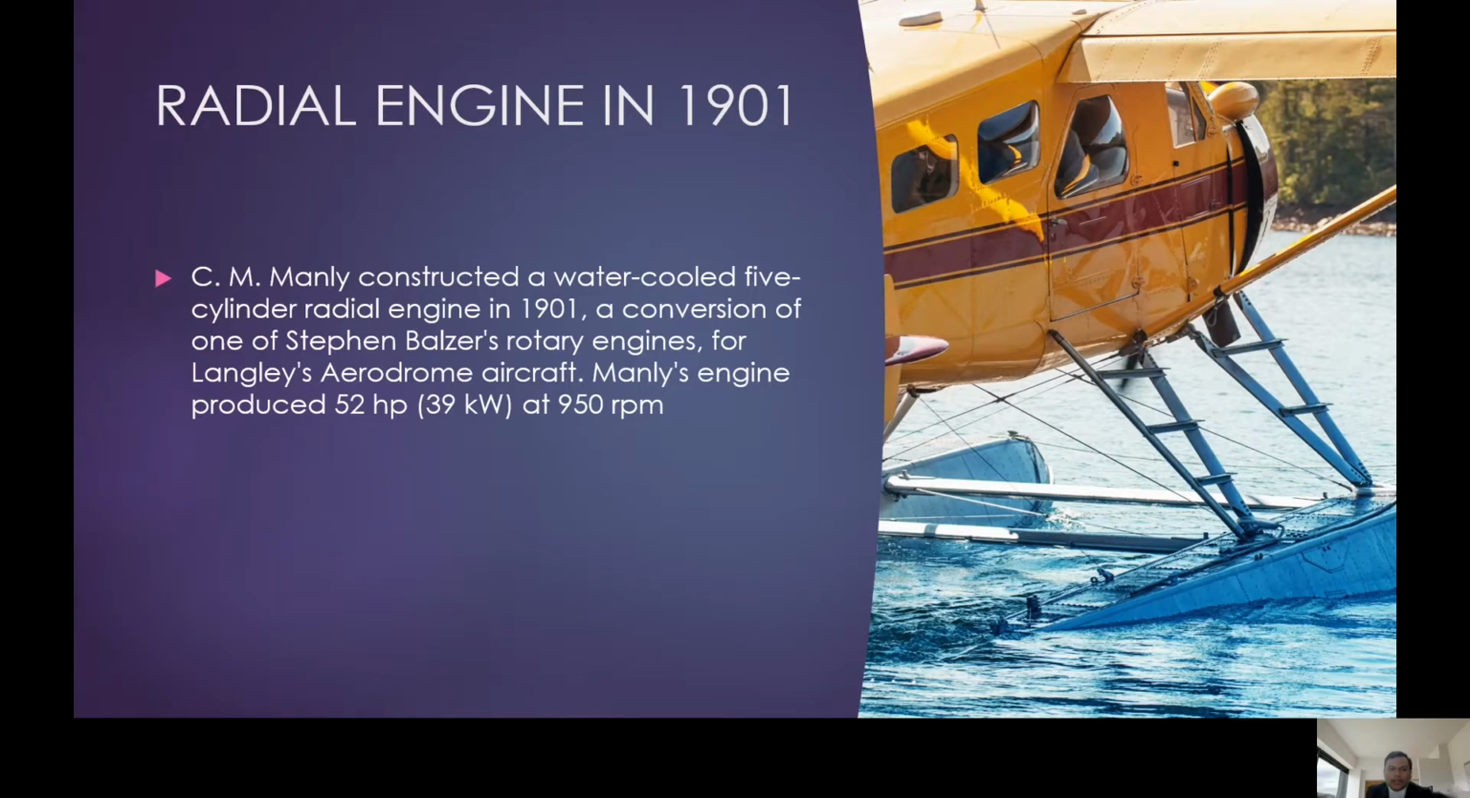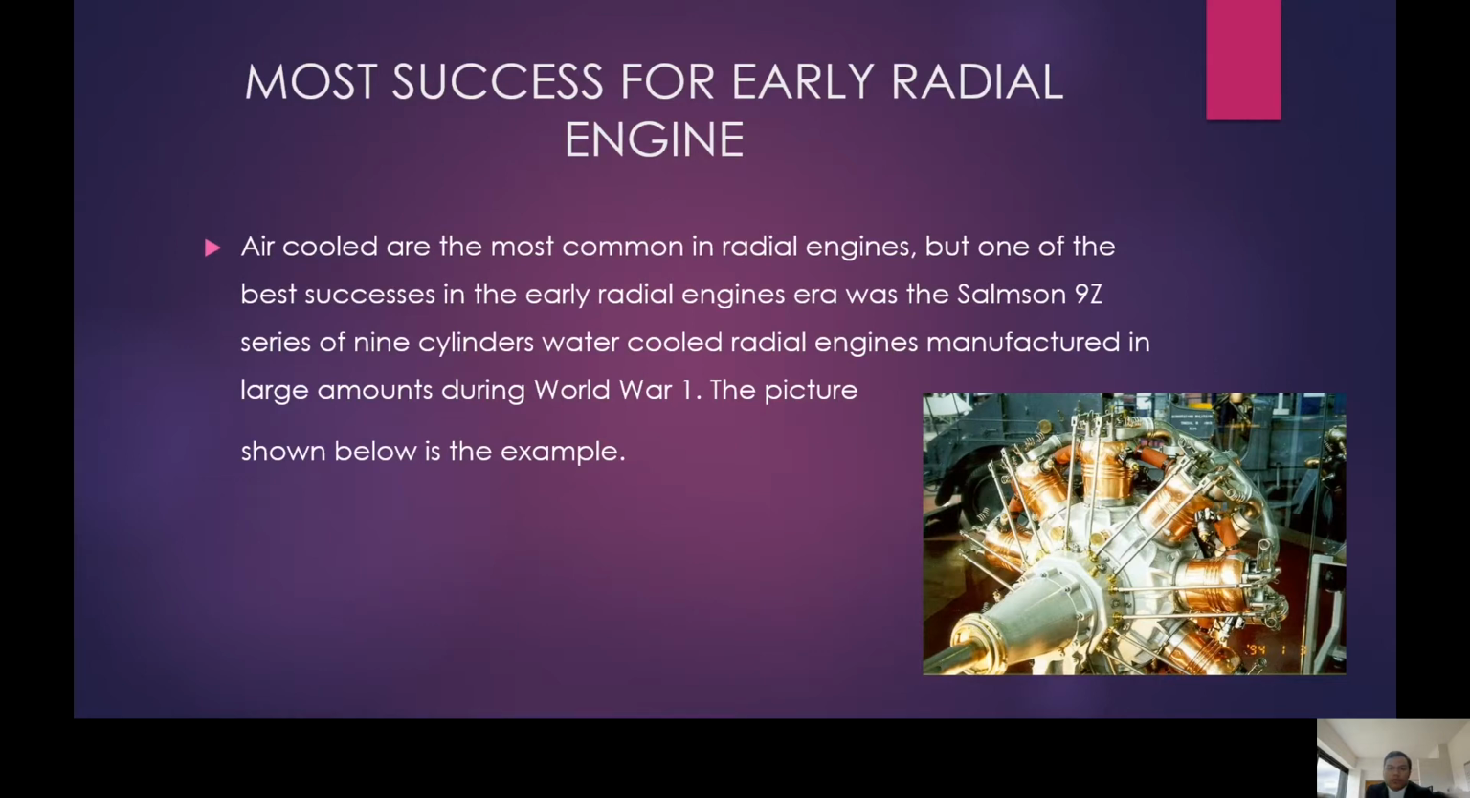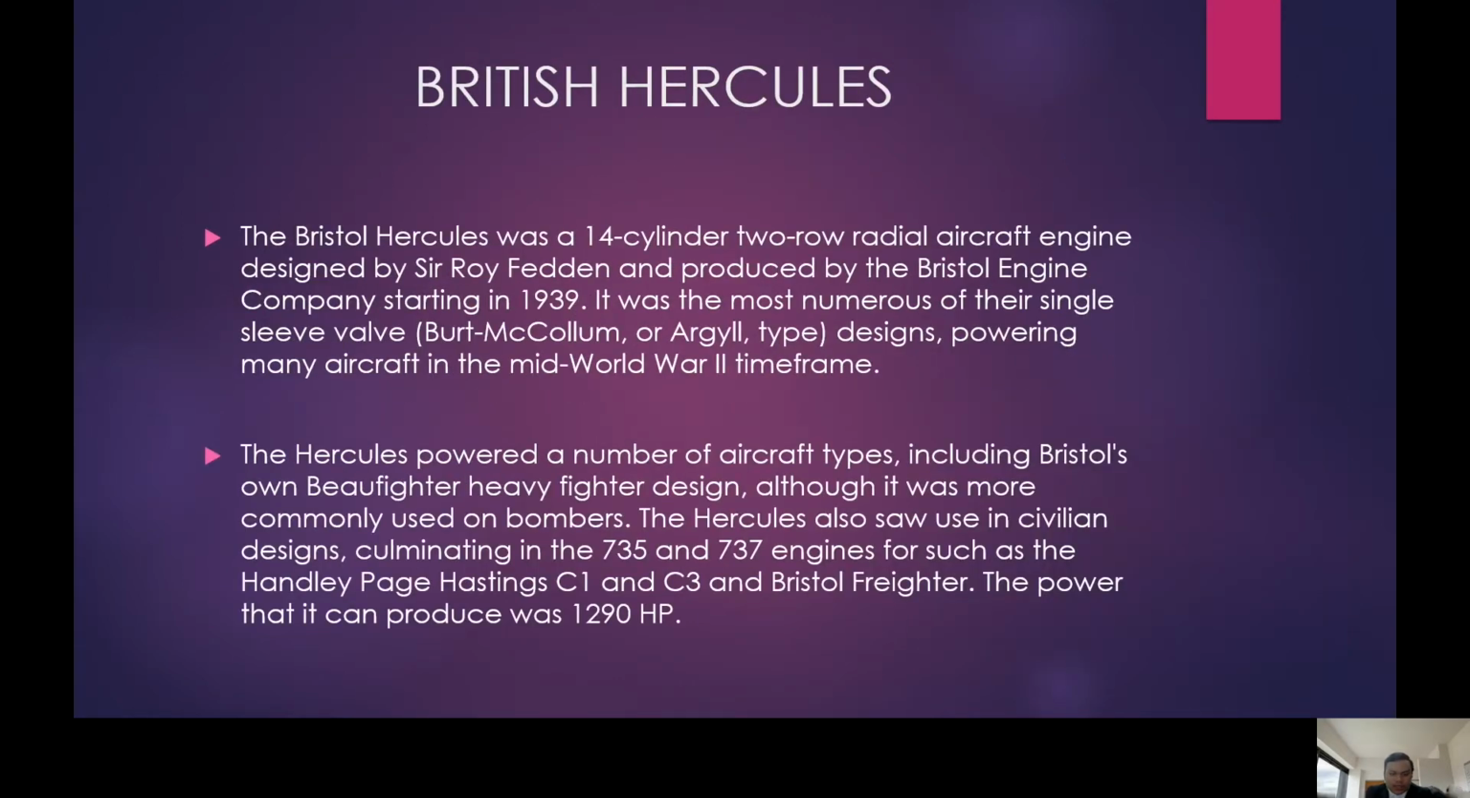Okay, the next slide is the most successful early radial engine. Basically, air-cooled engines are the most common in radial engines. But one of the best successes in the early radial engine era was the Salmson 9Z series of 9-cylinder water-cooled radial engines, manufactured in large amounts during World War I. So there was a picture attached in the slide. The next slide is Bristol Hercules.